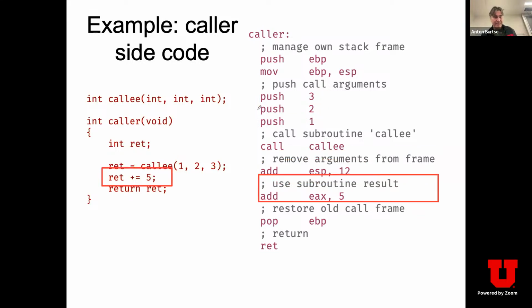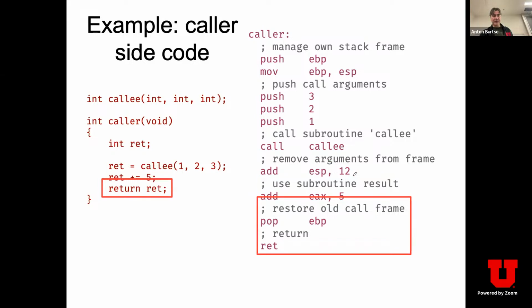So now, since our goal is to compute this return value plus 5, we use the result of the subroutine, and remember that result is in the EAX register, so we just add 5 to EAX. Remember how add works in Intel assembly: EAX plus 5 and save back in EAX, losing the old value of EAX, but in our example, it's just fine because we don't care about it. Again, restore the old call frame and return.